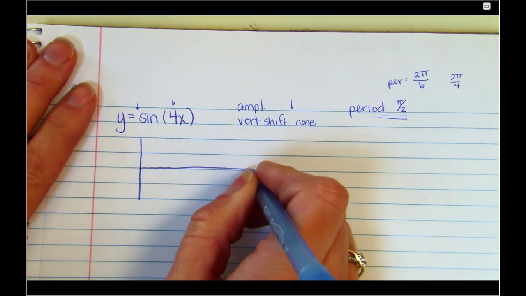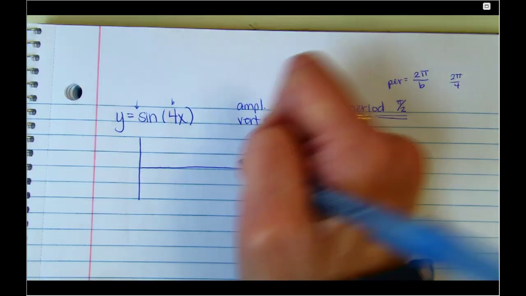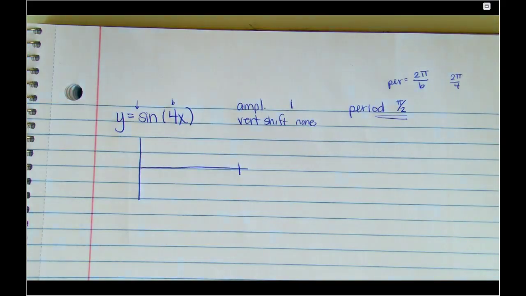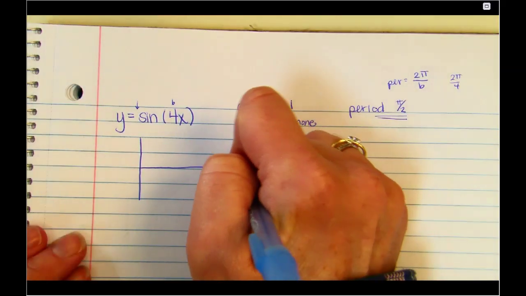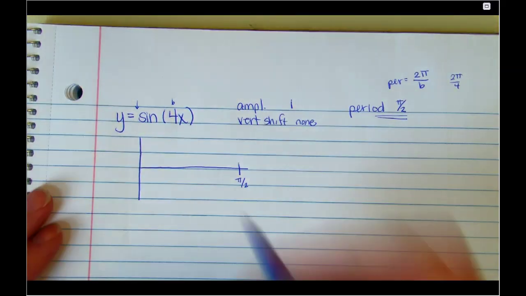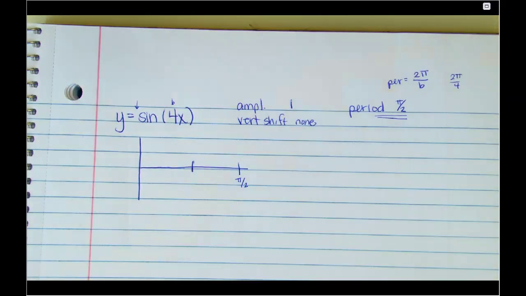So when you graph, what's the farthest out that goes? 2 pi. No. 1/2 pi. We're only graphing one complete cycle. So this is going to be pi over 2. Then we talk about what's halfway.